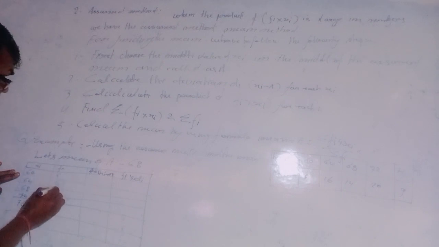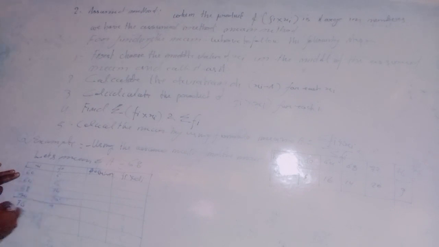Here the xi values given are 60, 64, 68, 72, and then 76. So we will make the table like this, and then further the fi values given are 5, 16, 14, 20, and 9. Here are the given fi and xi.